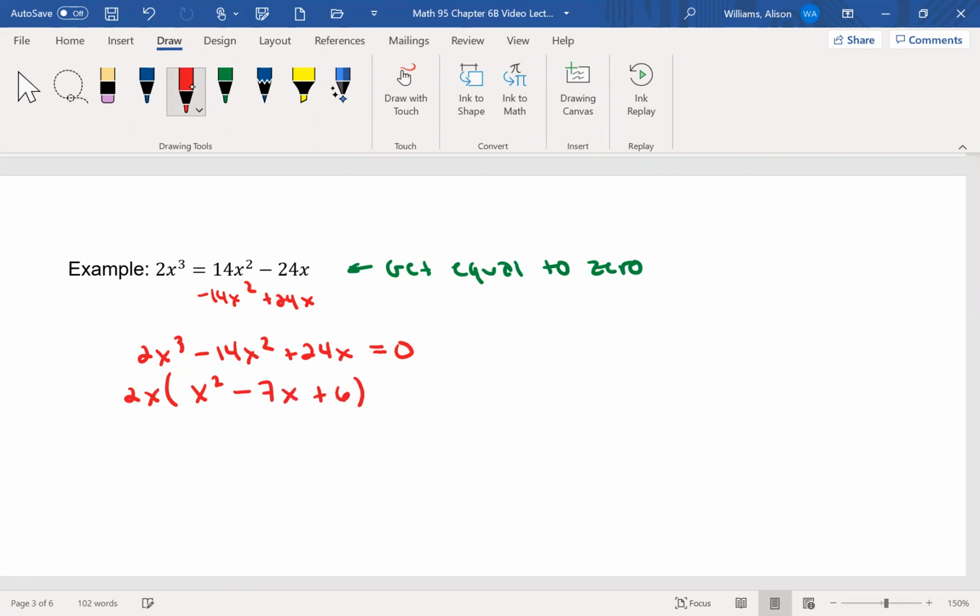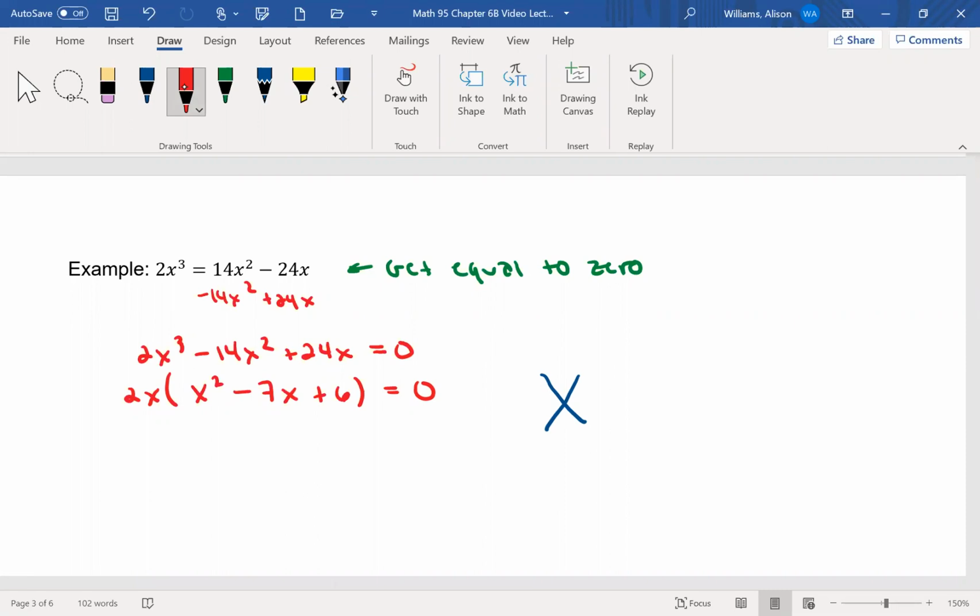plus 6. All right, now I'm going to factor what's inside the parentheses using the x method since I have 3 terms. And for the moment, I'm just going to ignore the 2x and the 0. I'm just going to focus on factoring, and then I'll bring it all together again.